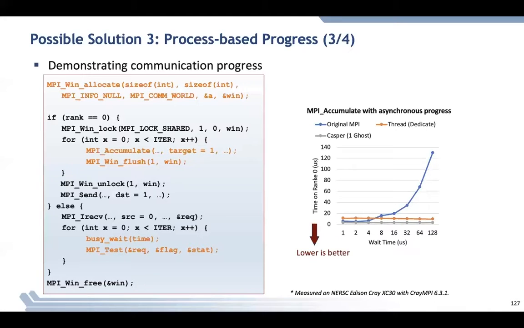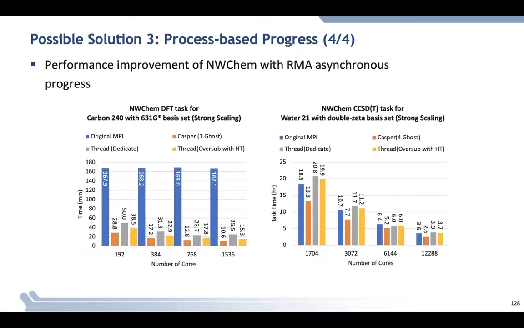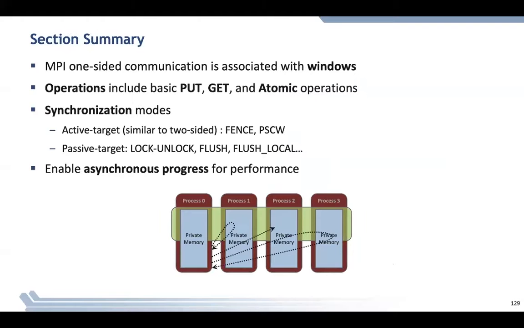So with this one on the lowest line, the gray line is the time with Casper, and then the orange one is with threads, and the blue one is without either of these. And because the progress didn't happen in the background, that blue line took a lot longer. And there's just some more data on this.